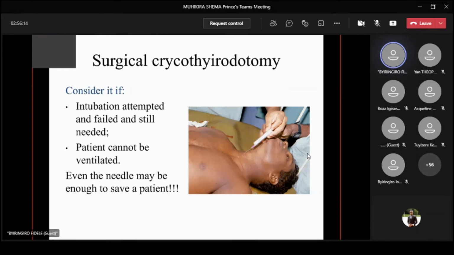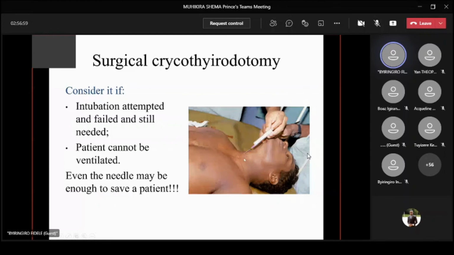Do you see cyanosis? The patient has become blue. If the patient has become blue and you cannot intubate, you immediately have to create another surgical airway. This is what we call a cricothyroidotomy. Even a needle may be enough to save the patient because they can breathe temporarily. This is the thyroid notch. This is the cricoid cartilage. You go in between the thyroid cartilage and the cricoid cartilage, what we call the cricothyroid space, and you put either a needle or you can even incise and make an opening to let the patient breathe.